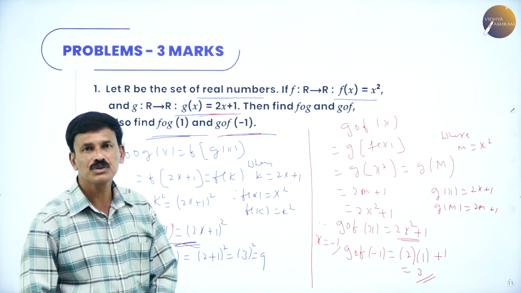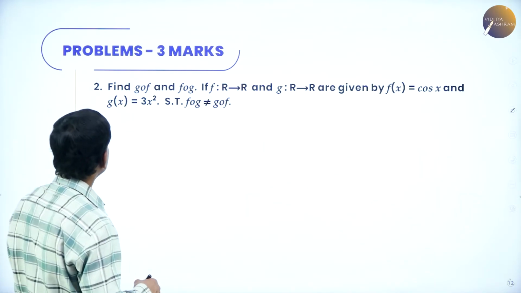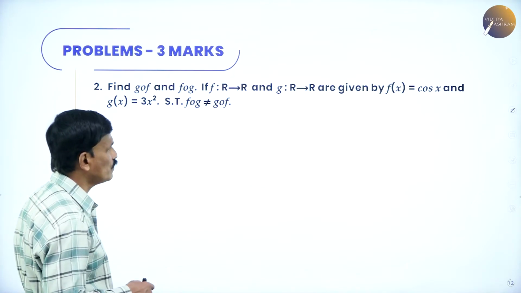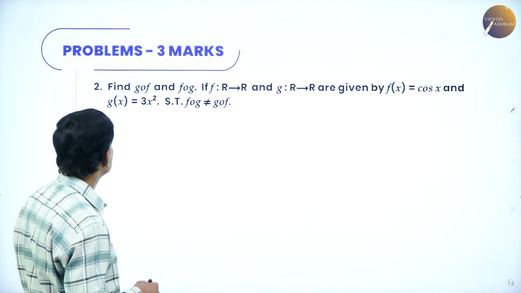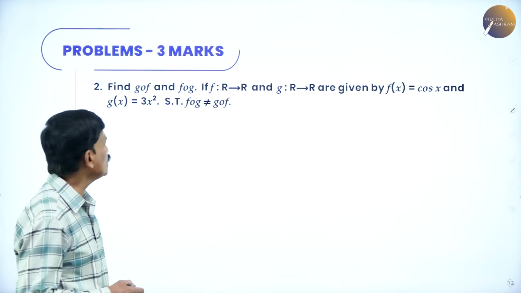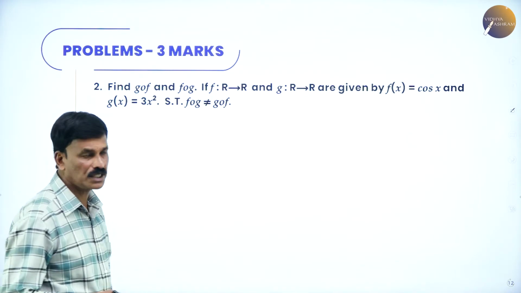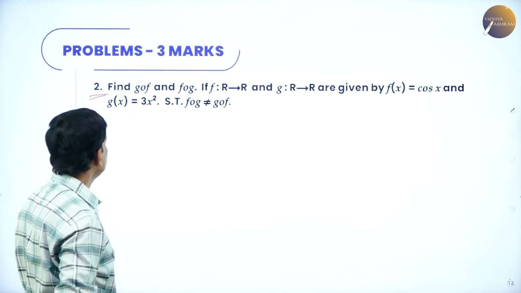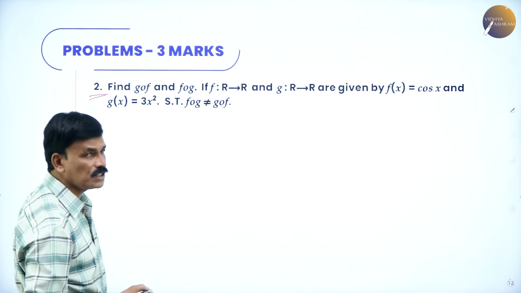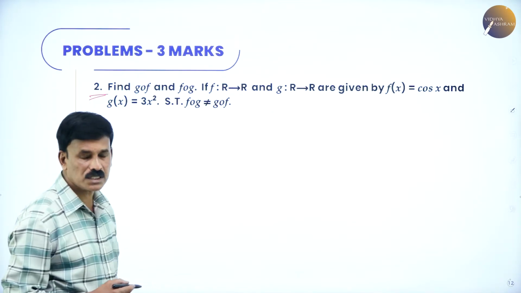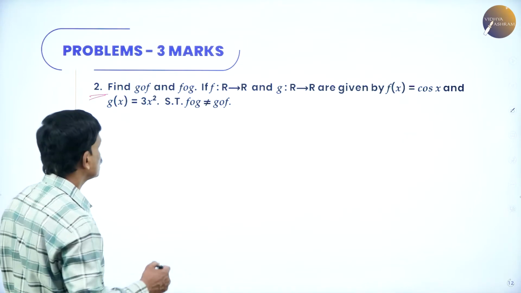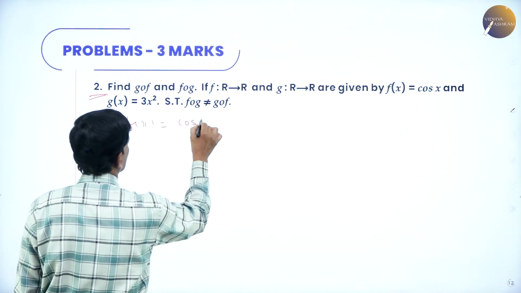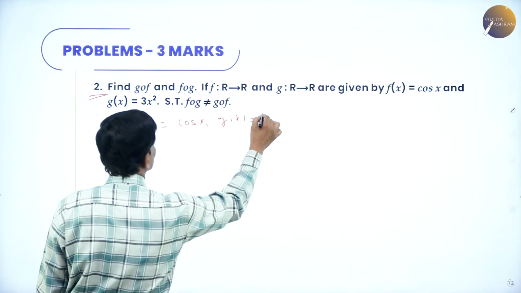Okay. Hope you followed. Now let us come to the next one. Find g of f and f of g if f from R to R, g from R to R given by f of x is equal to cos x and g of x is equal to 3x square, and show that f of g is not equal to g of f. Now let us come to the next second problem. Now what is given? f of x is equal to cos x and g of x is equal to 3x square.